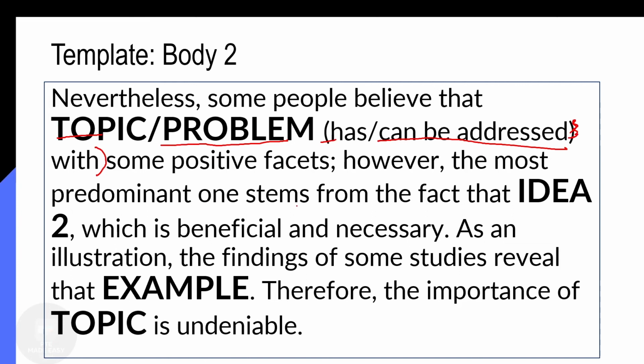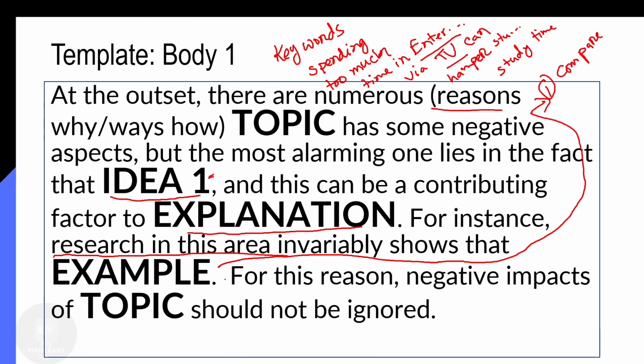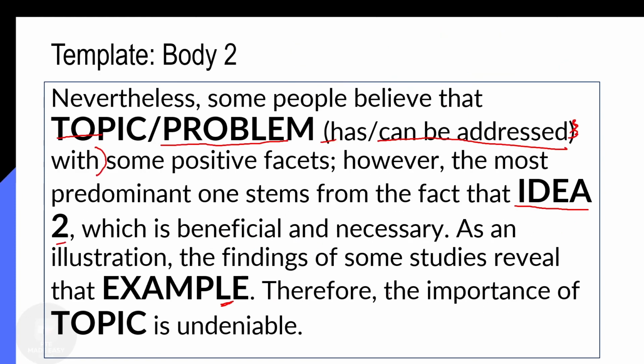However, the most predominant one stems from the fact that, then it gives you idea number 2, which is the positive idea, which is beneficial and necessary. As an illustration, the findings of some studies reveal that. You have your example. Oh, I think I forgot to mention the second formula of doing an example. The second formula is to use numbers. So just give a percentage. You can say, students who spend 1 hour extra on entertainment every week produce 10% lower than average results, right? Something like that. Therefore, the importance of topic is undeniable.